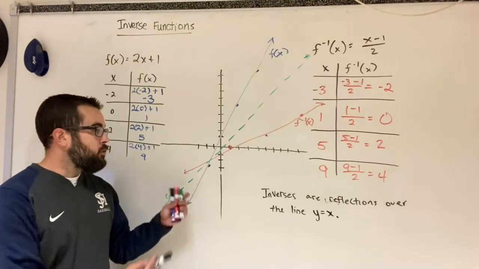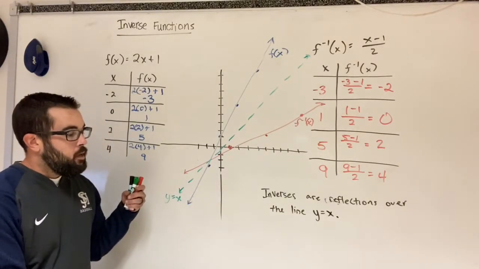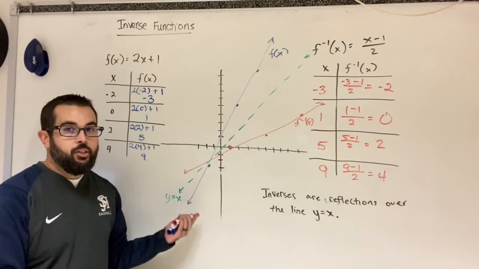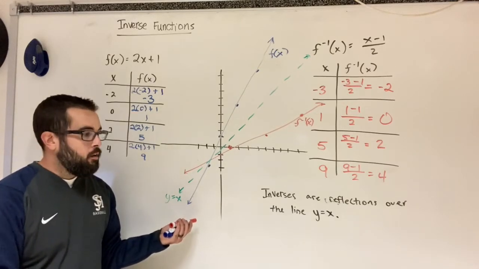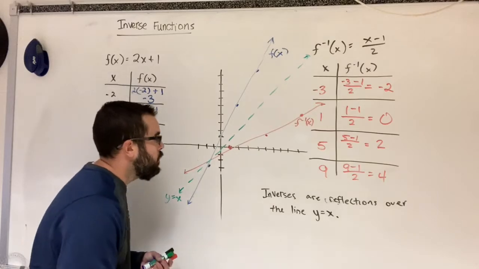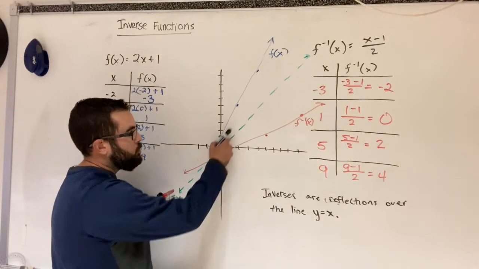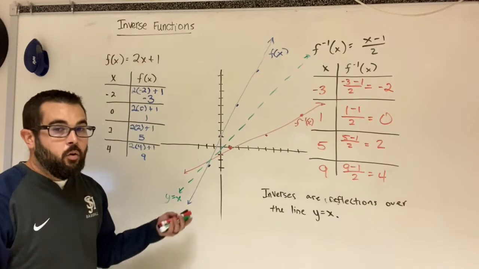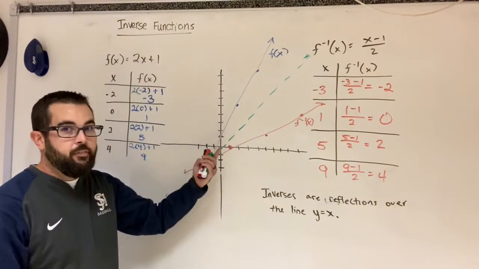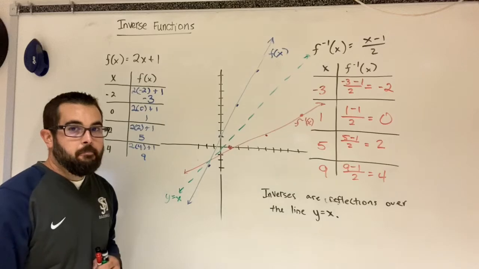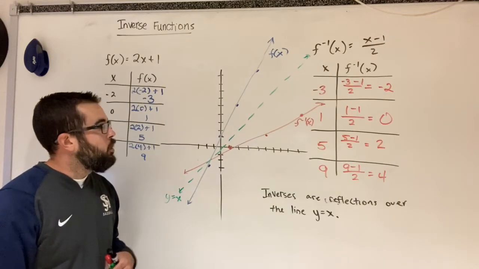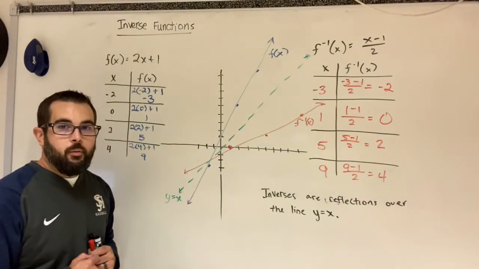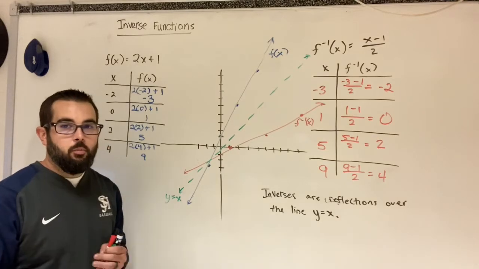So if you're given two graphs and you want to know, are they a reflection of each other? Well, all you got to do is see if it's a reflection across this line y equals x, or pick points along each graph and see if they're switched. So that's a little bit about inverses from a graph. I'll follow with some more examples for you.